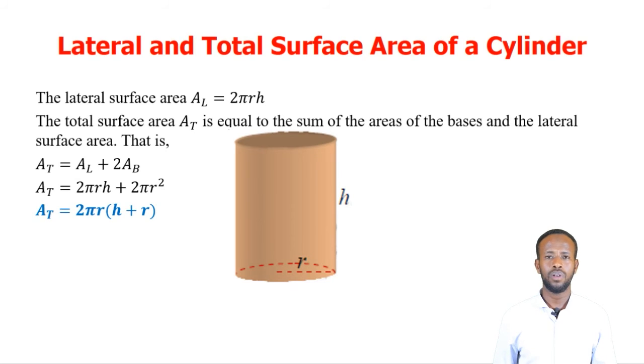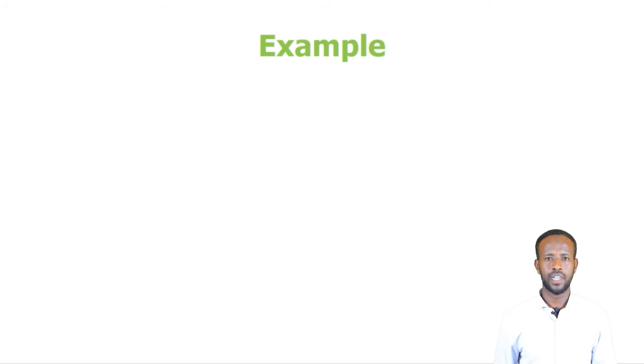After now, we will use these formulas to calculate the lateral surface as well as the total surface area of a cylinder. I hope you get the main points of this topic, the lateral surface and total surface area of a cylinder. Now let us see some examples so that we can practice these formulas. Example.